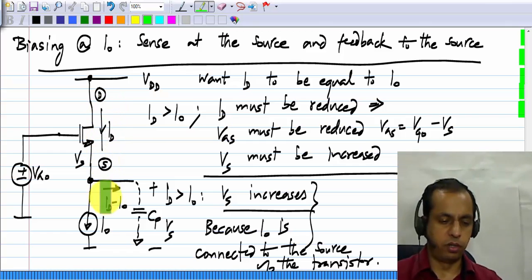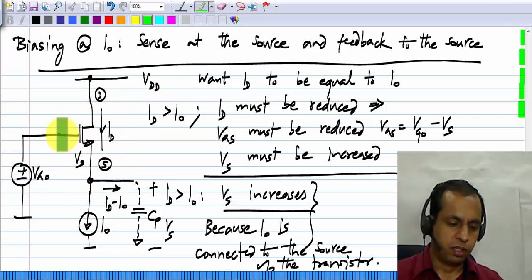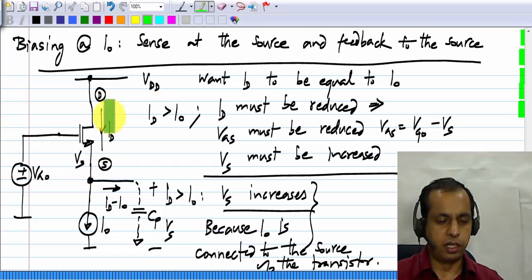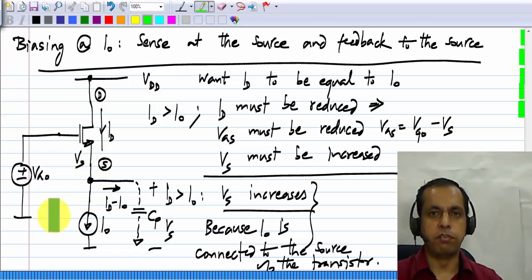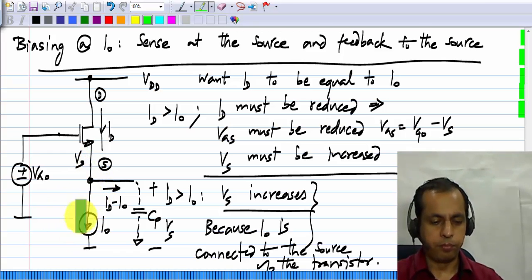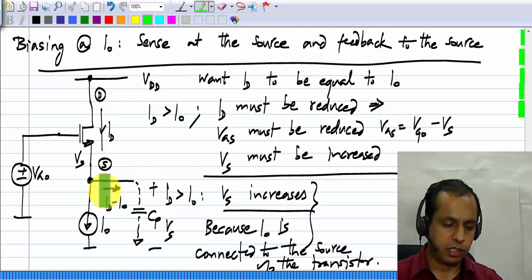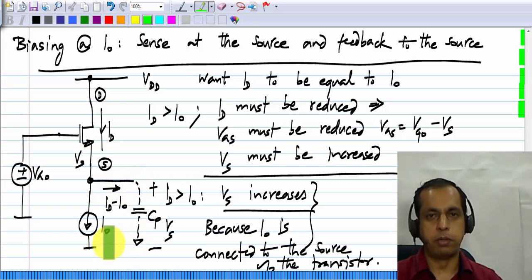Similarly, if ID is less than I0, this voltage will keep on falling. VGS will go on increasing and the current will go on increasing. So simply connecting the current source to the source also completes the feedback action. And when does it reach steady state? That's when the current going into the parasitic capacitor is 0, that is when ID equals I0.